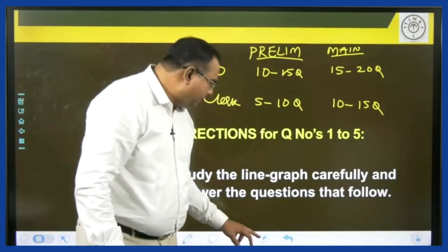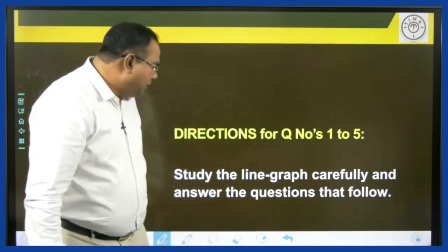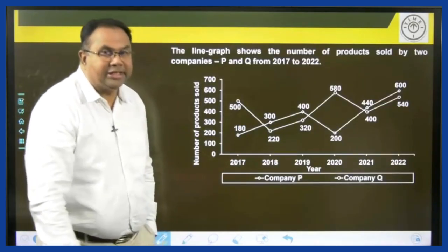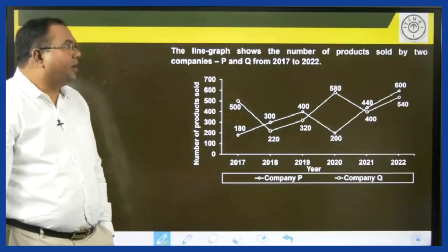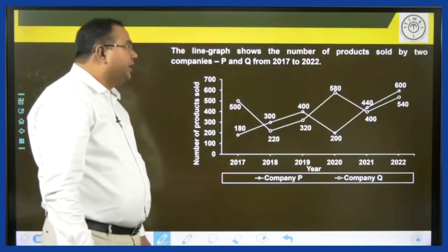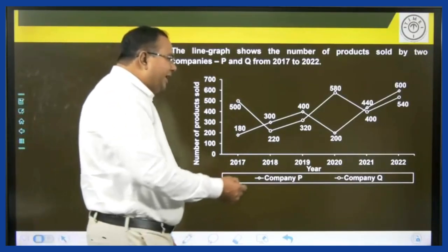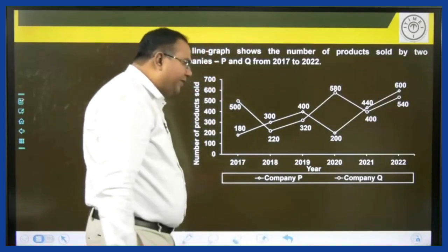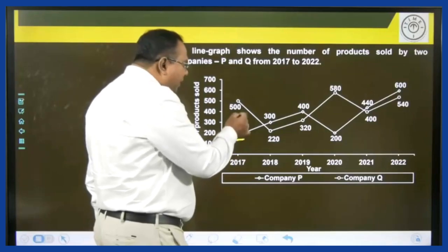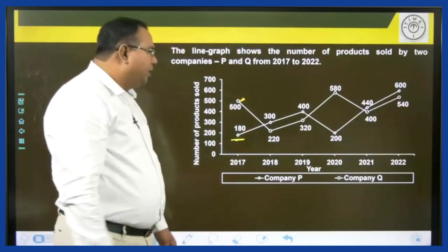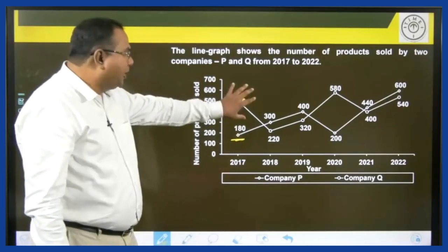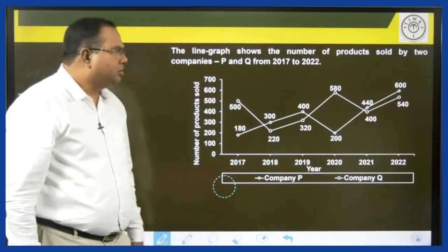Let us start question number 1 to 5. Study the line graph carefully and answer the questions that follow. Now, look at this line graph, students. Line graph shows number of products sold by two companies P and Q from 2017 to 2022: 2017, 18, 19, 20, 21, 22. The rhombus shape represents P and the circle represents Q. These are the number of products sold by P and Q. So, nothing much to discuss.